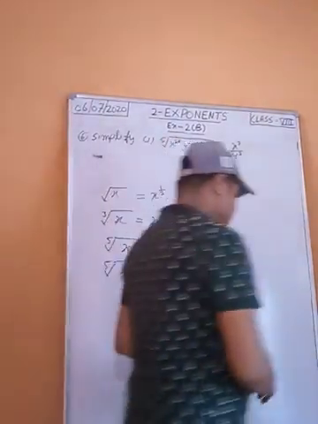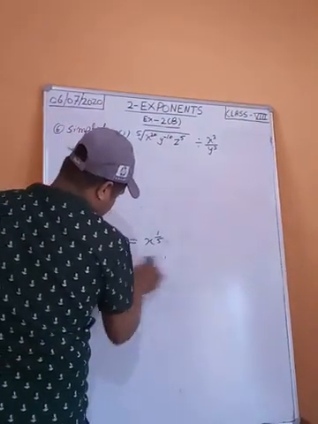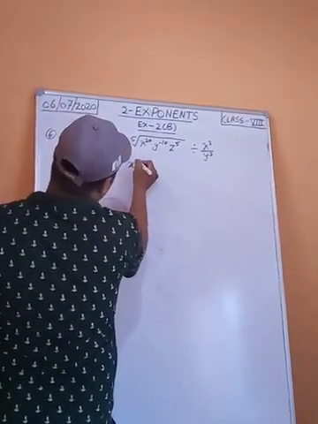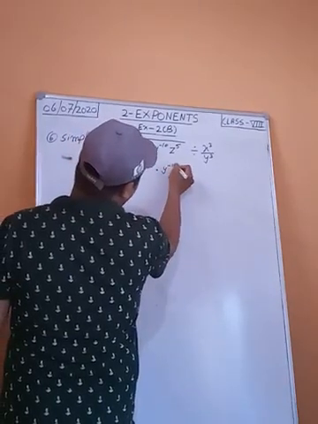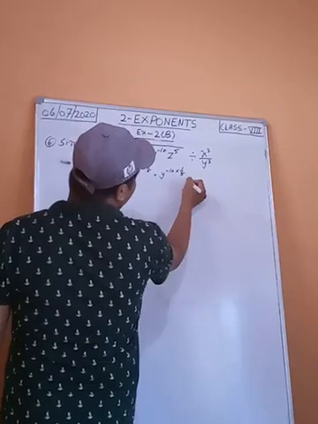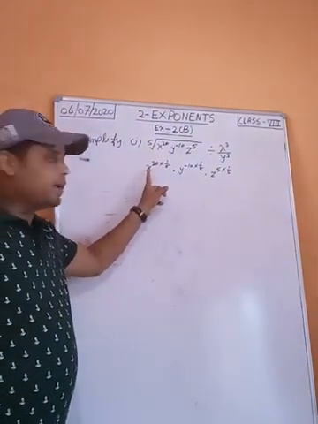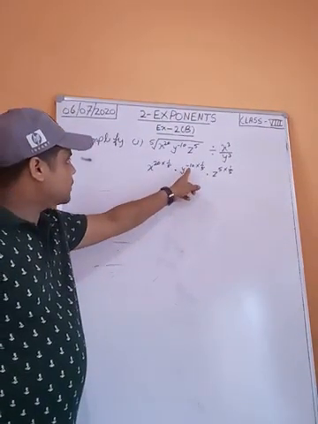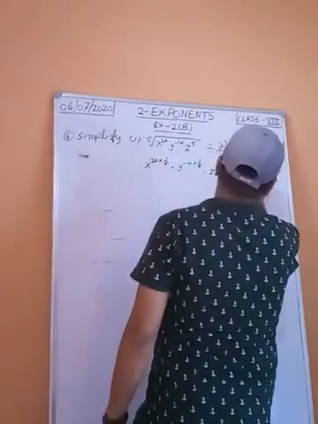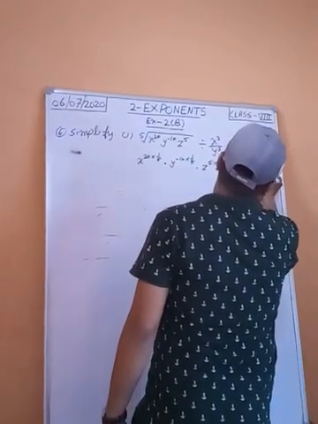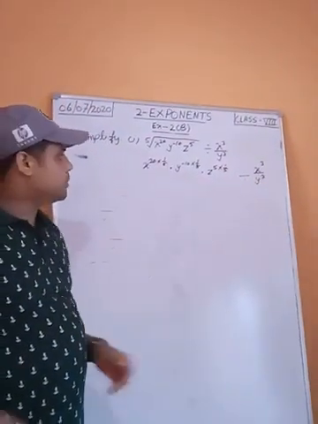Now come to the sum. It is written x raised to the power 20 multiply 1 upon 5, then multiply y raised to power minus 10 multiply 1 upon 5, then multiply z raised to power 5 multiply 1 upon 5. Then divide x raised to the power 3 upon y raised to the power 3. First of all, we will solve this portion. The rest we will write as it is.